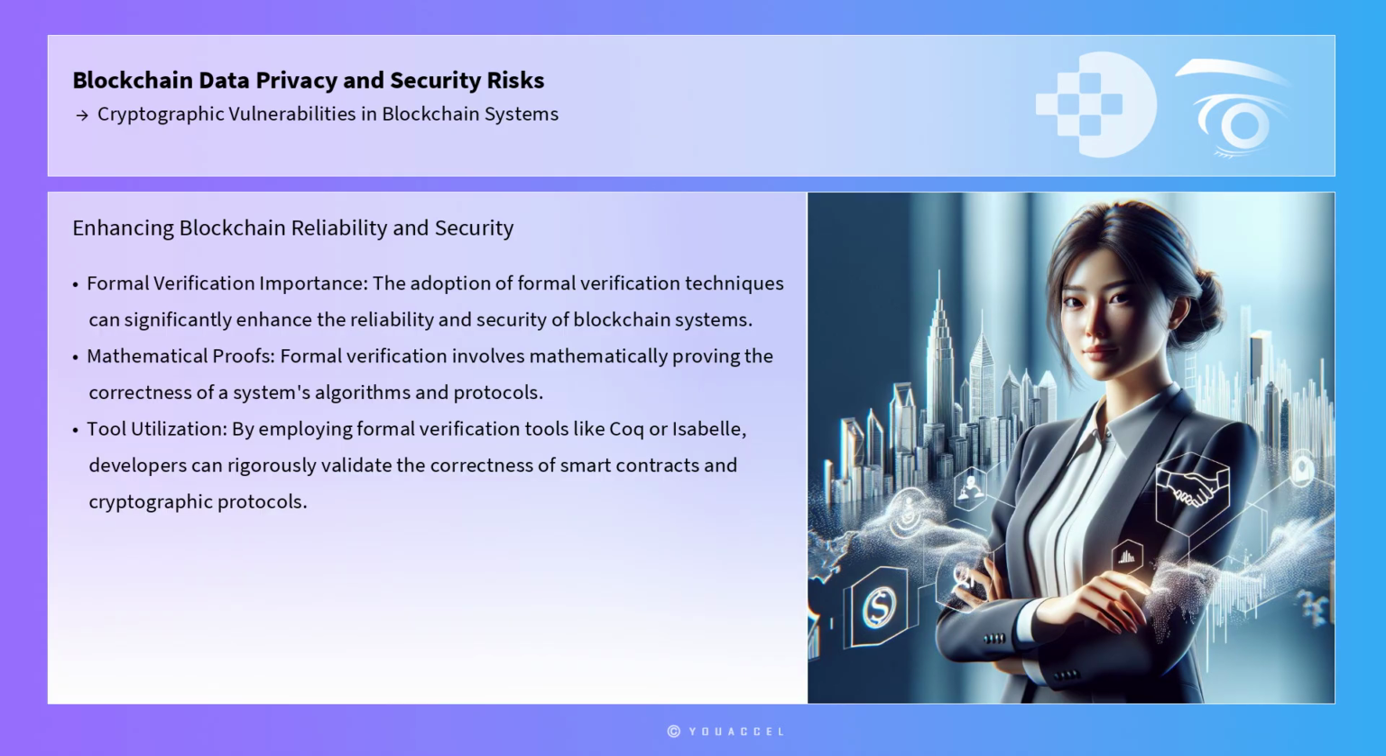Furthermore, the adoption of formal verification techniques can significantly enhance the reliability and security of blockchain systems. Formal verification involves mathematically proving the correctness of a system's algorithms and protocols, ensuring they adhere to specified security properties. By employing formal verification tools like Coq or Isabelle, developers can rigorously validate the correctness of smart contracts and cryptographic protocols, reducing the likelihood of vulnerabilities due to logical errors or unforeseen edge cases.